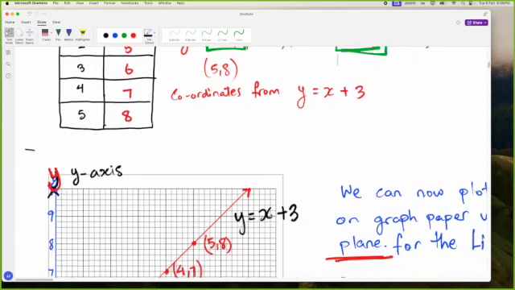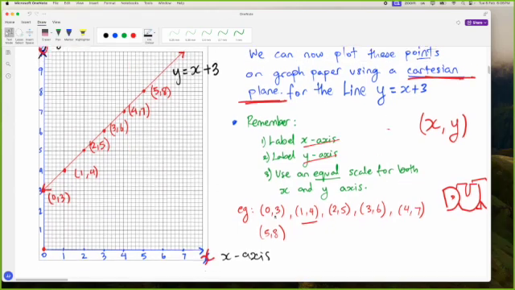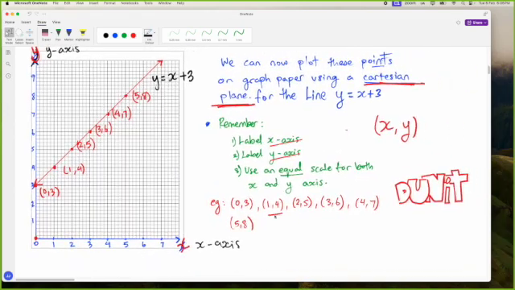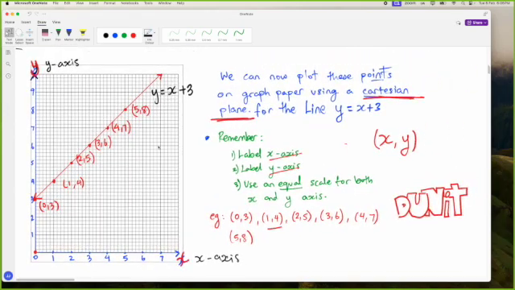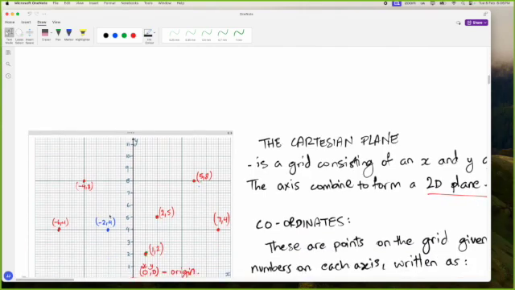We saw that we could take these points and plot them on a graph and we get a line. And of course, you don't need a whole set of points to plot a line. You just need 2 points to plot a line. So it's just 2 points we need to plot any line.